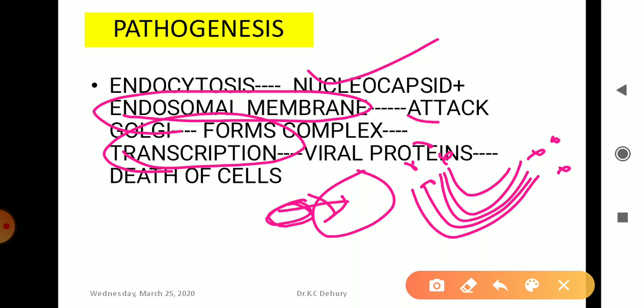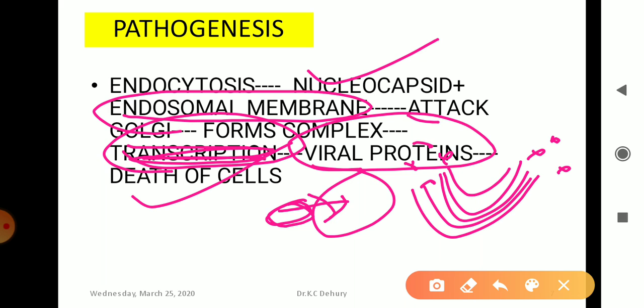Right, under this translation process, sorry, I have written it wrong. So it is a translation process. When the translation process occurs through the RNA polymerase enzyme, the viral proteins are getting synthesized. Those viral proteins cause the death of the cells. Finally, from the dead cells, many virion particles now emerge, and they subsequently affect the next healthy cells.